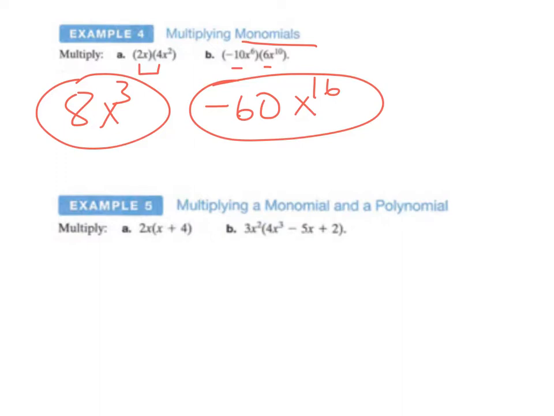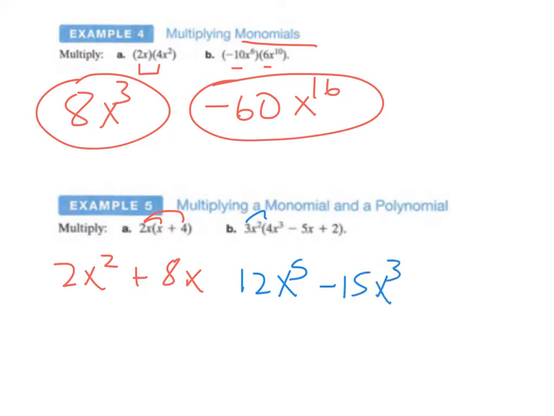Now what we want to do is multiply a monomial by more than 1 term, which is now a polynomial. And we're just going to distribute, basically. So 2 times 1, and x times x is x squared, and 2x times 4 is 8x. We're going to do the same thing here, number times number, which is 12. We add the exponents, which is 5. And then minus 15, and we add the exponents, which is 3. And then when we multiply the 3x squared times the 2, we multiply the numbers, and we add the exponents, there's only 2 of them, so we get our x squared. So there's our answer by multiplying or distributing.